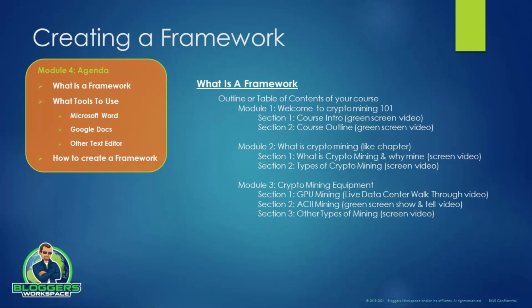And then section number 2 is ASICs mining, and I might just do a green screen video and have a table full of equipment and be showing you the equipment. And then section number 3 is other types of mining, and it might be a screen video again. As you can see, I'm starting to build an outline or a formula for how I'm going to create this course. And again, you need to make a plan and work the plan. If you have a plan right from the start, it's real easy to stay on track and get your course done in a reasonable amount of time.